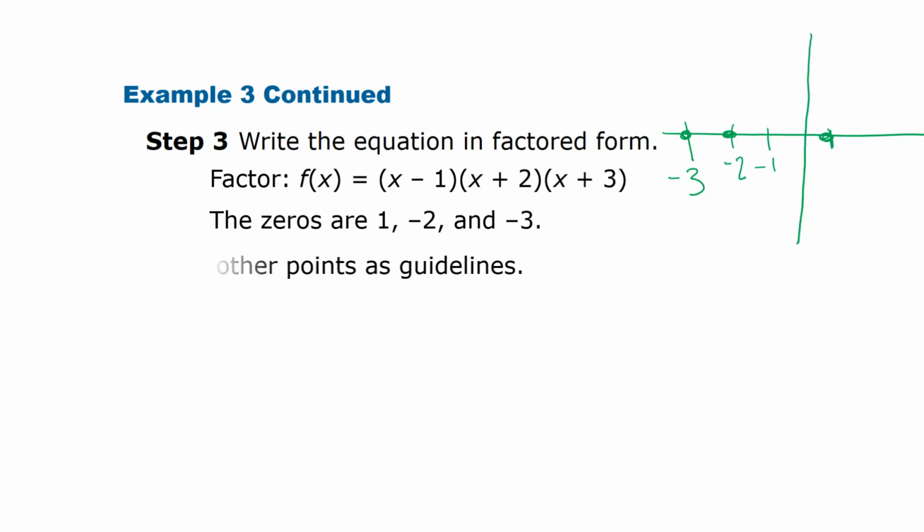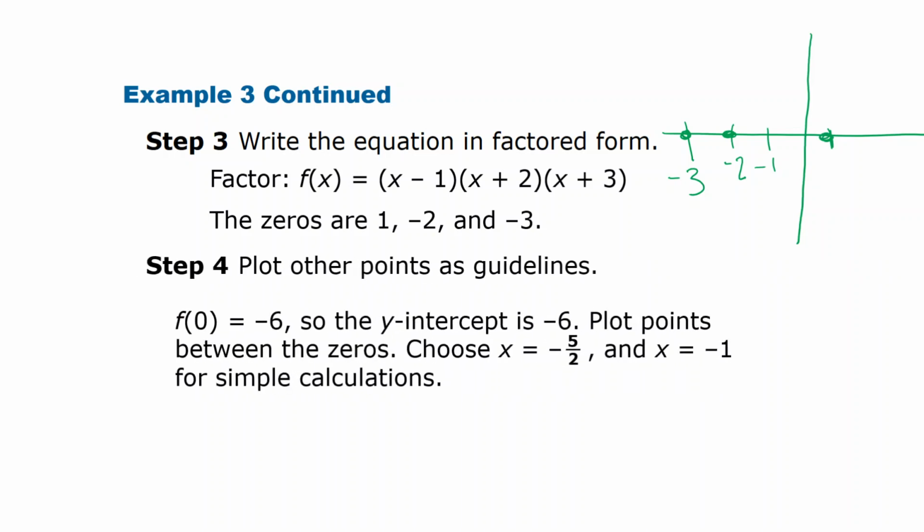Okay, so the next thing I want to do is plot a few other points as guidelines. The first one: I want to find what y is when x is 0. So I want to find my y-intercept. I'm going to fill in 0 here, and I can see 0 minus 1 is -1, times 2, times 3. So 3 times 2 is 6, times -1. So I know down here at -6, I'm going to have another point.